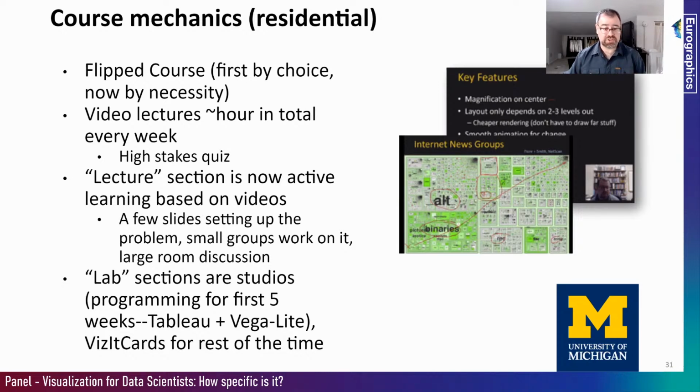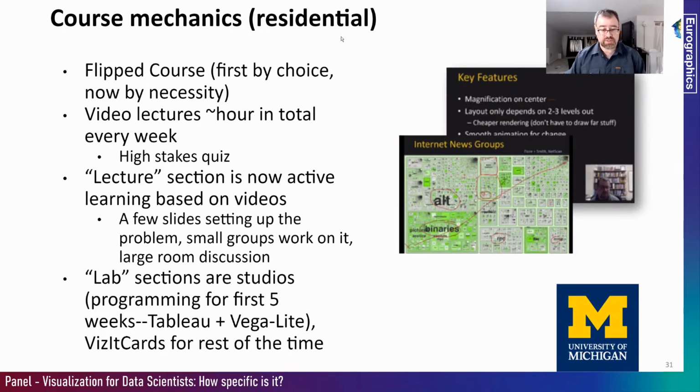Lectures have now changed into this active learning environment. So we split up students randomly into groups of 5 to 6 students. Based on whatever the topic is of the week, I'll present some examples or walk through a problem, and then I'll have the students work on it in their group, and then we'll come back together and have a discussion.